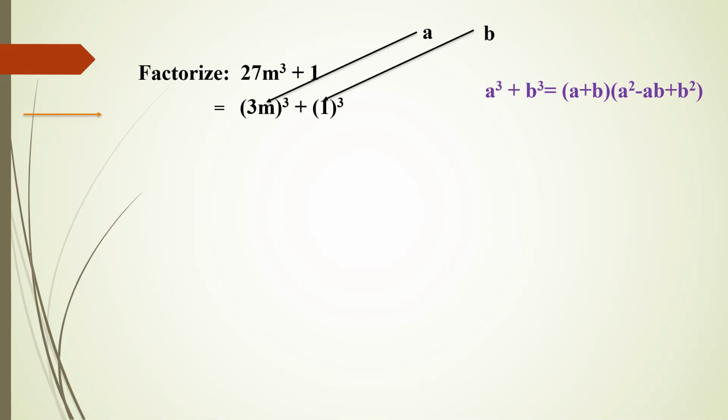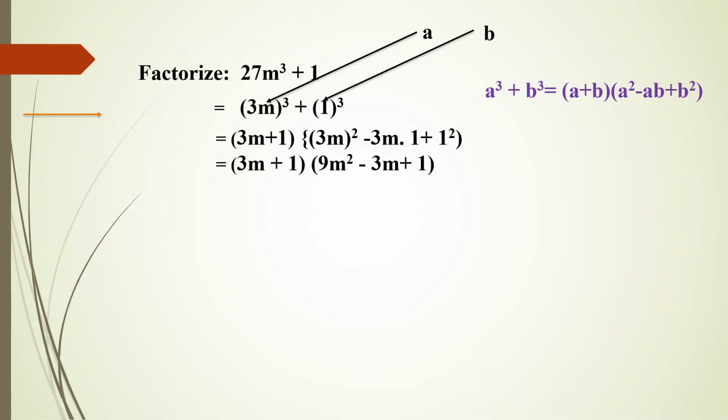Okay, and here if you compare with a cube plus b cube, then we can do like this. Here, 3m plus 1. 3m is a, 1 is b. So it is a plus b. So a square, 3m whole square, that is a square, minus 3m times 1, that is ab, plus 1 square, that is b square. Now let's simplify this. It is 3m plus 1, 3m whole square is 9m square, minus 3m times 1 is 3m, plus 1 square is 1.